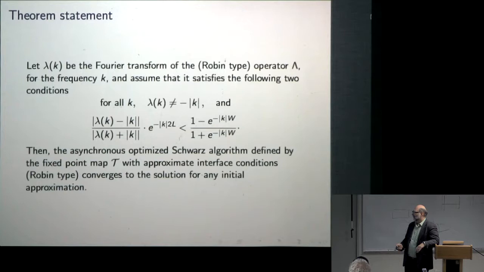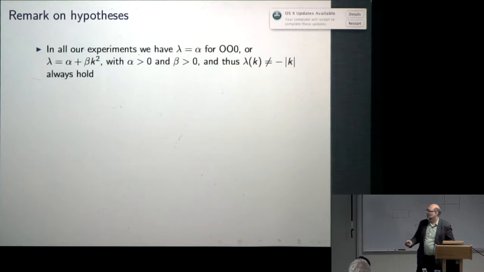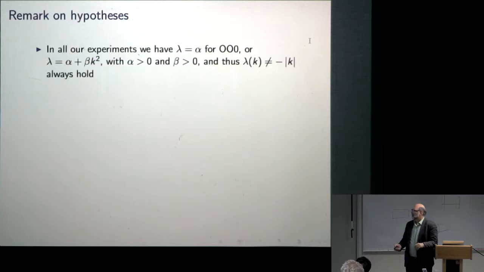Okay, so let's talk about the conditions. If I have the standard Robin, the Fourier transform is just alpha plus beta k squared, where k is my frequency. In our experiments, we always use alpha and beta positive, so it can never happen. These two lambdas are always positive, so it can never be minus the absolute value of the frequency. So I'm covered. Okay? No problem.